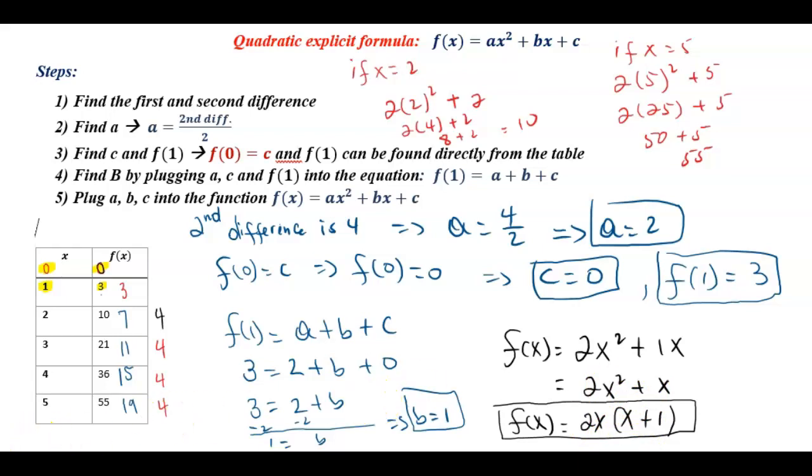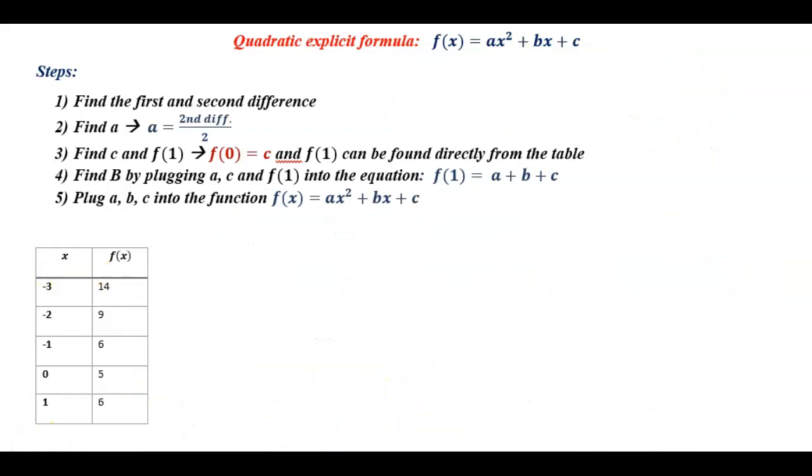Now let's do one more example. So one last example. Again, we're gonna do the first step by checking to see if this table represents a quadratic function. So by checking for the second difference, we get the first difference and second difference. So if the second difference is constant, then you have a quadratic function. So let's check it out. So what do I add to 14 to get 9?